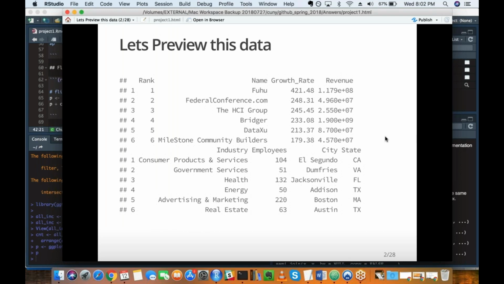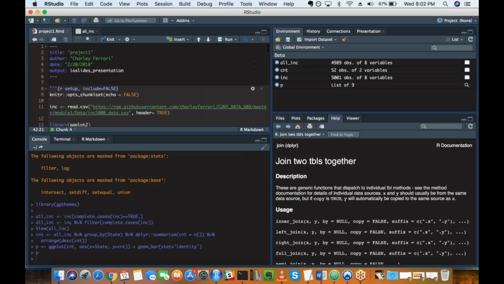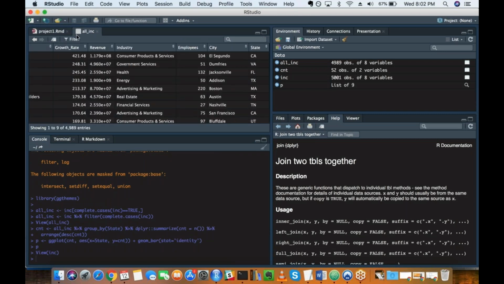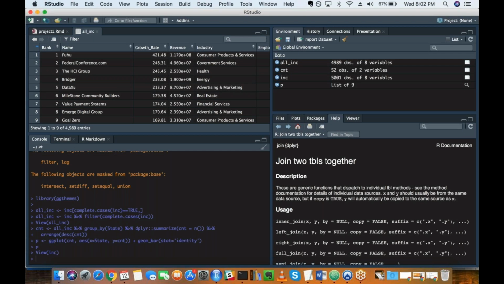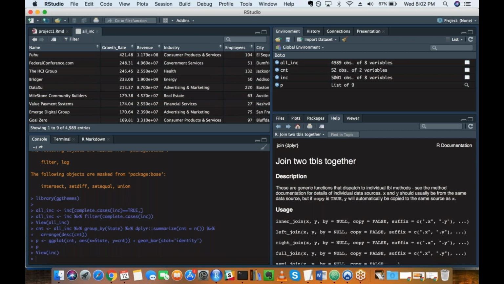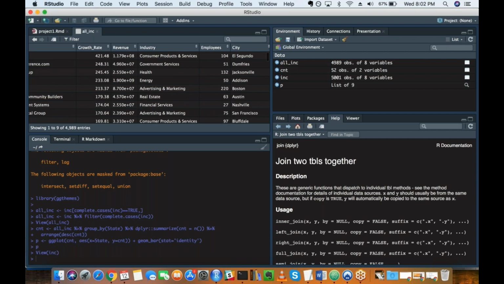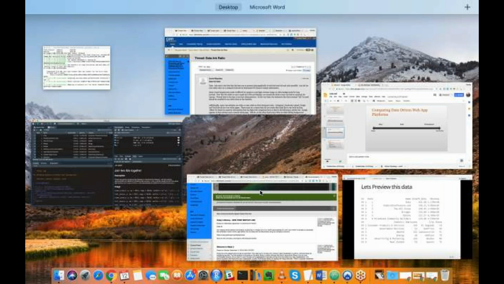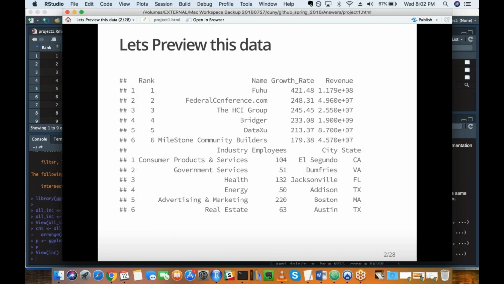So the data that we had, and I'll just pull it up here to more easily see what we have, but we have 5,000 companies, and we have just different measures of these companies. So we're looking at what state they're in, industry, number of employees, and revenue, etc. So we have this information, and we had a few questions to ask.